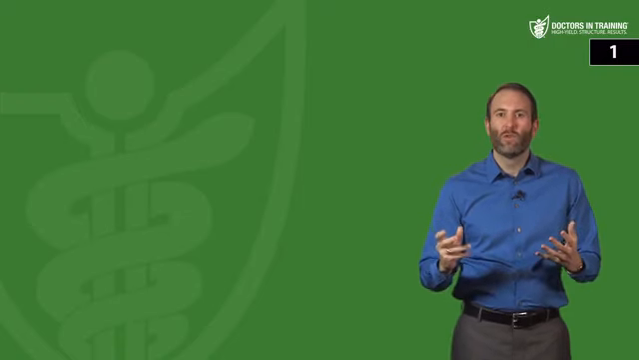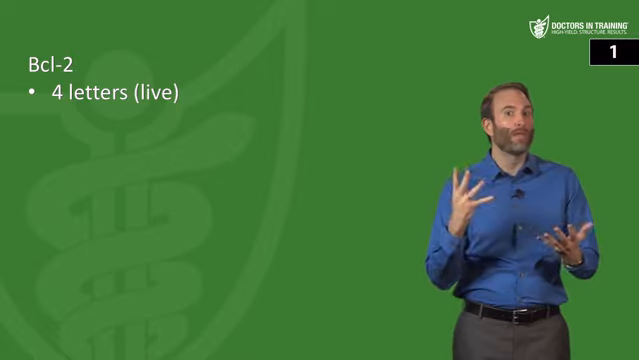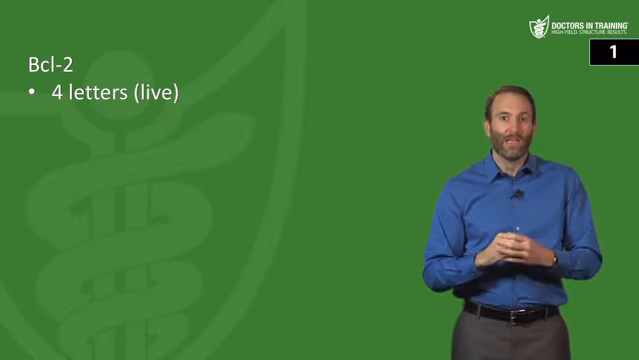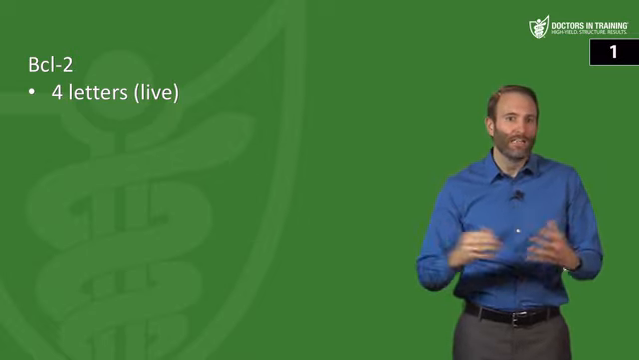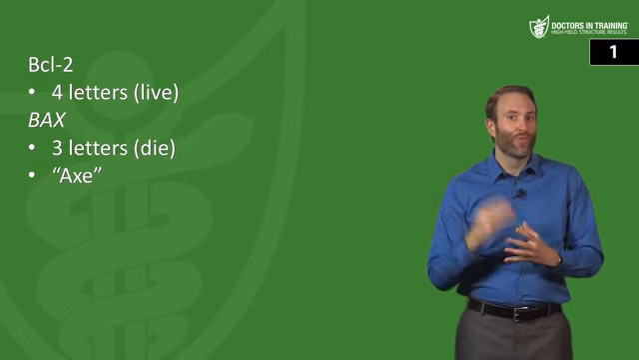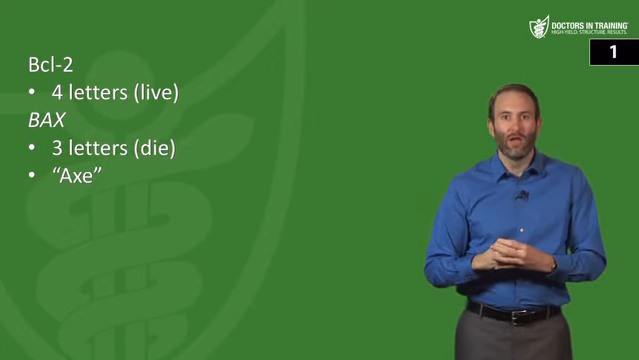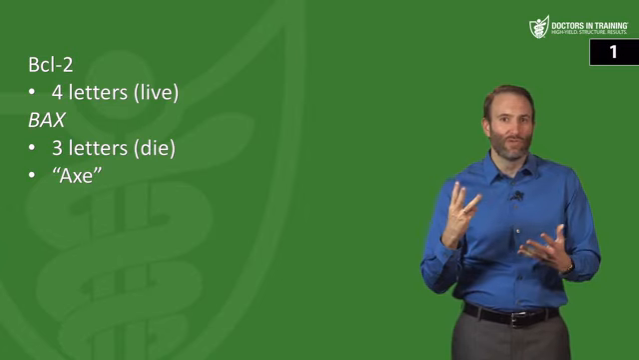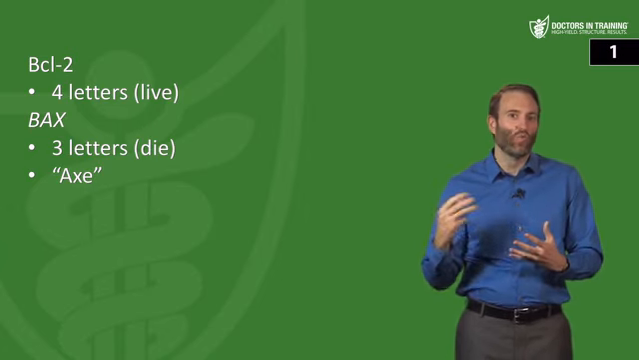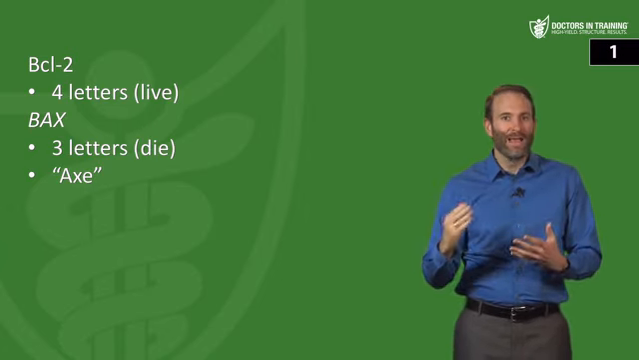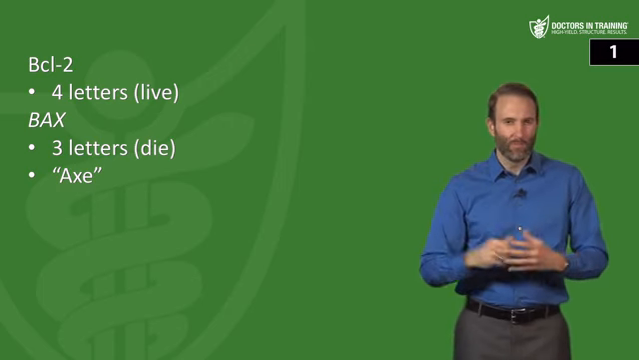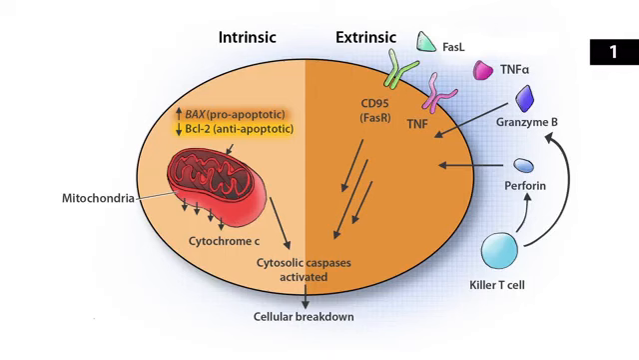Now, one way to remember this is that BCL2 has 4 letters and numbers, and live has 4 letters. BAX has 3 letters, and then also die has 3 letters as well. And BAX also rhymes with ax, so BAX is giving ax to cells. That's the way I remember it. And again, BAX is letting the contents of the mitochondria out.